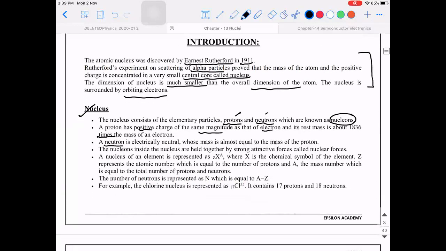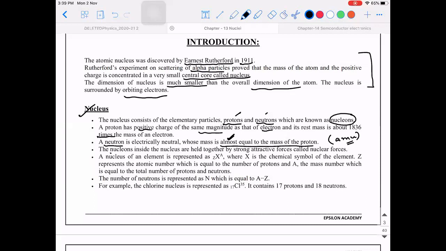A neutron is electrically neutral, whose mass is almost equal to that of the proton. When you measure in kilograms, you can observe that both of them have the same amount of mass. But we'll be seeing another unit which you already know, called AMU, atomic mass unit. When you see them in atomic mass unit, you can see a slight difference. That is why it is mentioned that it is almost equal to the mass of the proton.